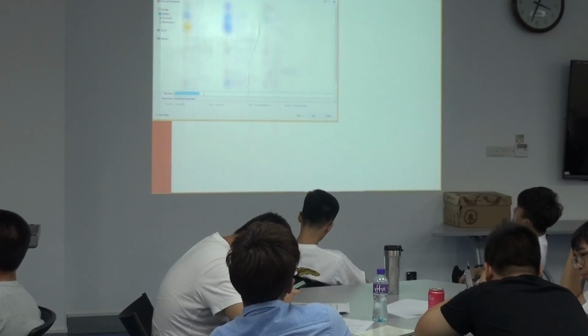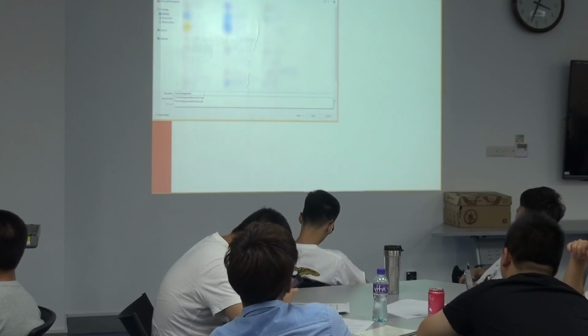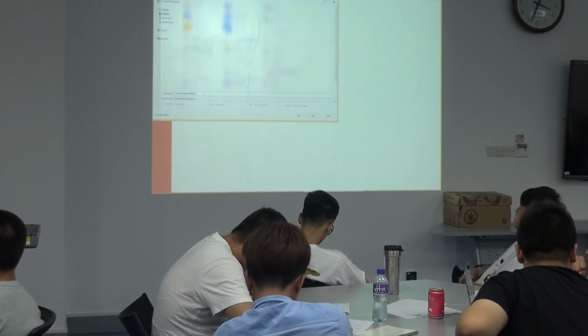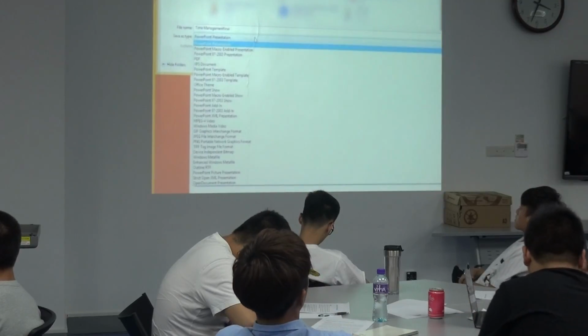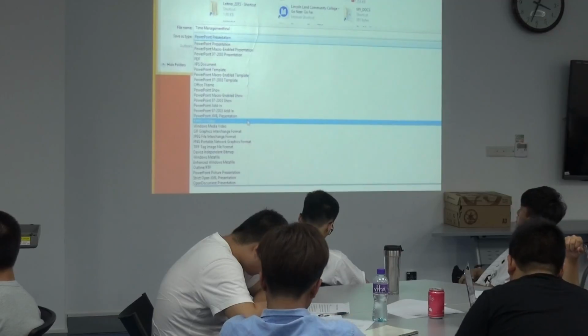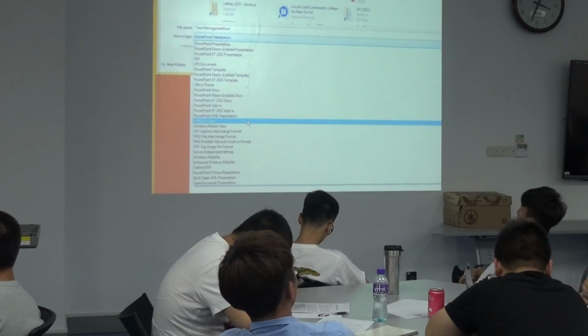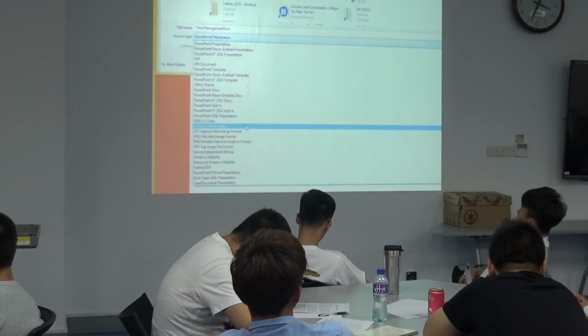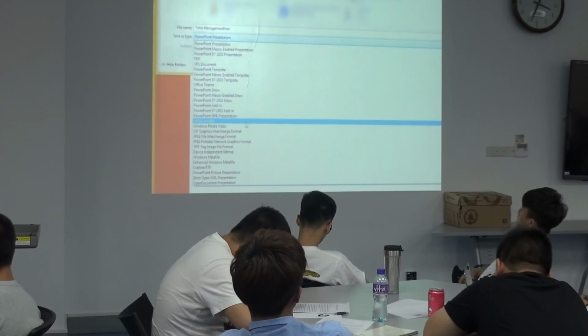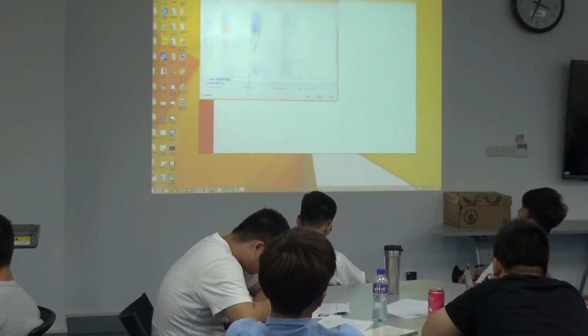On my desktop, call it Time Management Final, and I'm going to choose MPEG-4 video if I want to save this later on to YouTube, or if I want to save this into Windows Movie Maker, I will choose Windows Media File. So we'll choose MPEG-4 video and save.